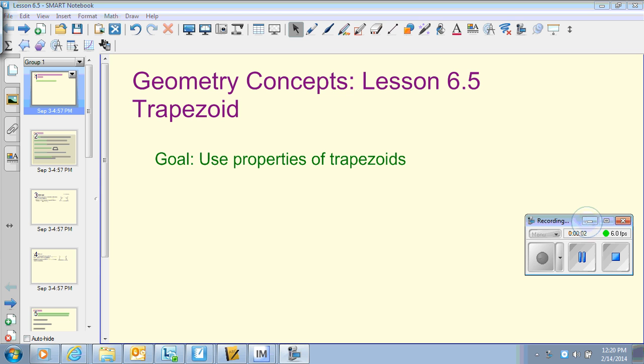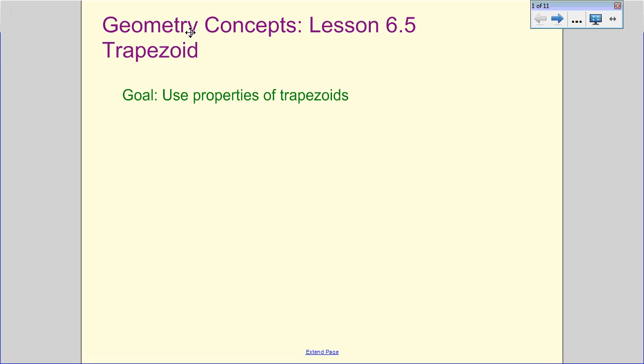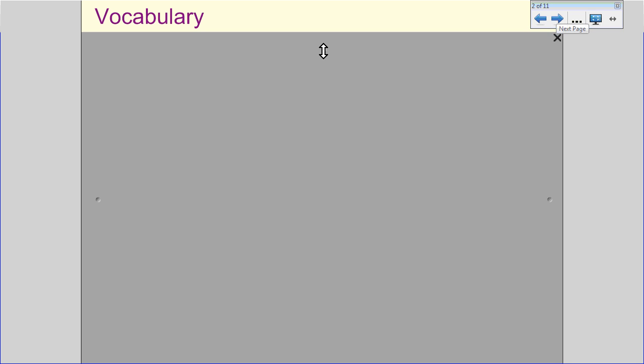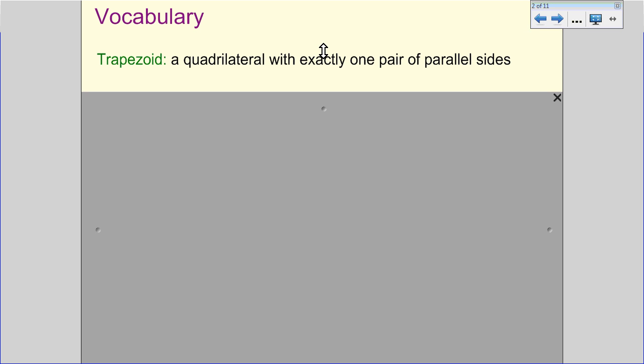Right, ladies and gentlemen, let's take a look at today's lesson. There aren't many examples. We're going to take a look at trapezoids, which I think most of you recognize. And so we're going to take a look at their properties. There is a lot of vocabulary, so you're probably going to need to pause here.